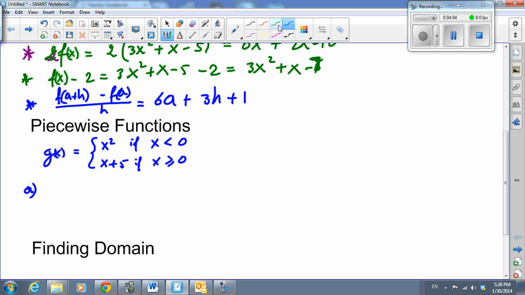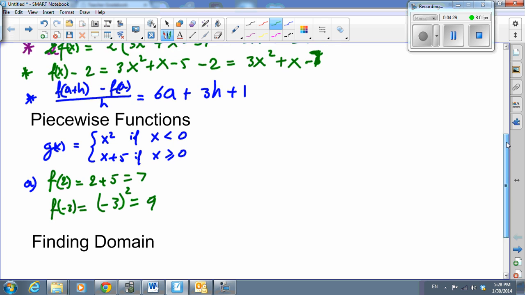The first thing I will do is find f of 2. To find f of 2, I will plug in 2 into the one that is greater than 0. So here, that will be 2 plus 5, which is equal to 7. But if I'm looking for f of negative 3, I will plug in negative 3 into the first equation, which is negative 3 squared, which is equal to 9.